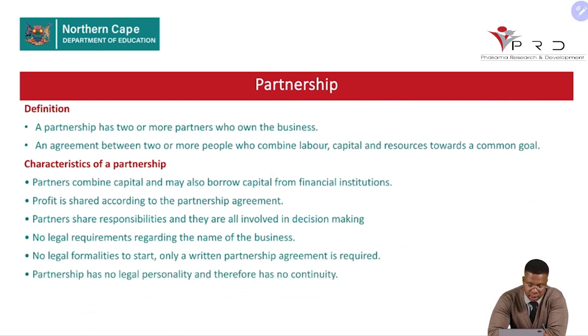And then a partnership has no legal personality, therefore has no continuity. With legal personality, this is to say, a partnership cannot operate in isolation of its owners. So if one owner of the partnership passes away, it means it has to be stopped, so that it can now be operated differently, or the partnership agreement can be drafted again.